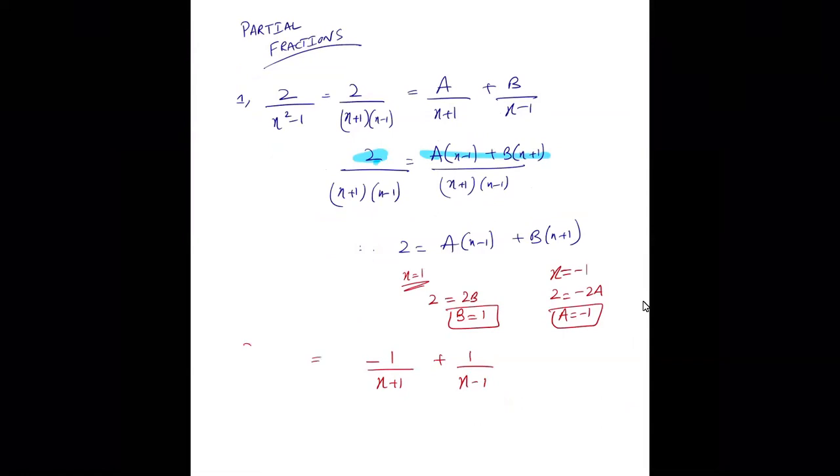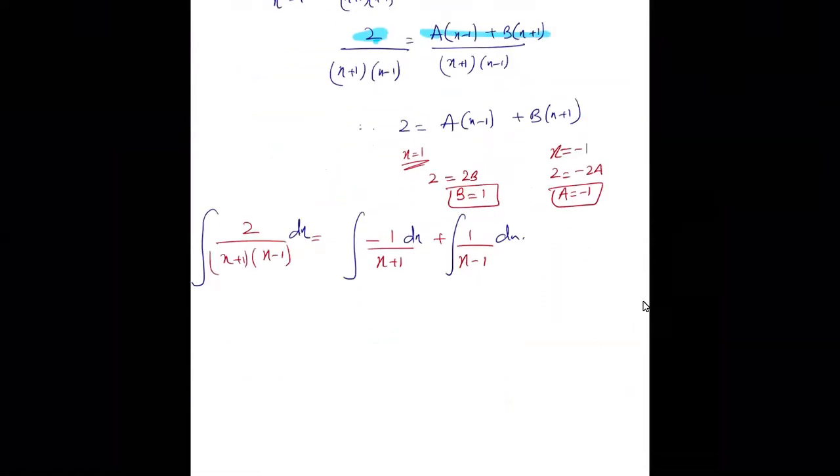Yes, sir. So 2 upon x plus 1 times x minus 1 can be expressed as its partial fraction like this. But what if we are asked to integrate this? Integration of this with respect to x is same as saying integration of the partial fractions. So we don't know how to integrate this, but if we can convert this into partial fractions, we can easily integrate these fractions. Now, integration of minus 1 upon x plus 1. If I take minus sign common, that is going to be 1 upon x plus 1 dx.